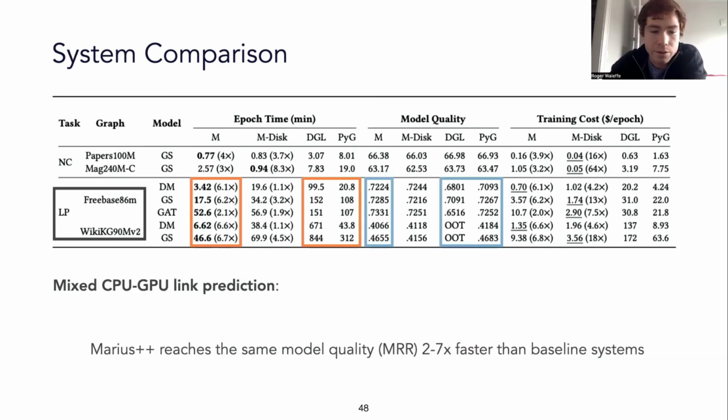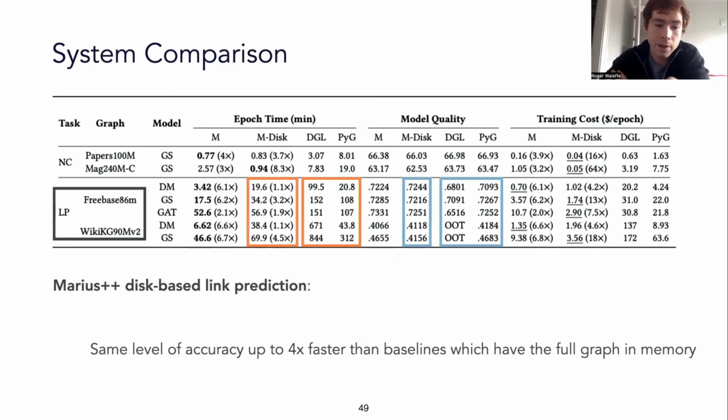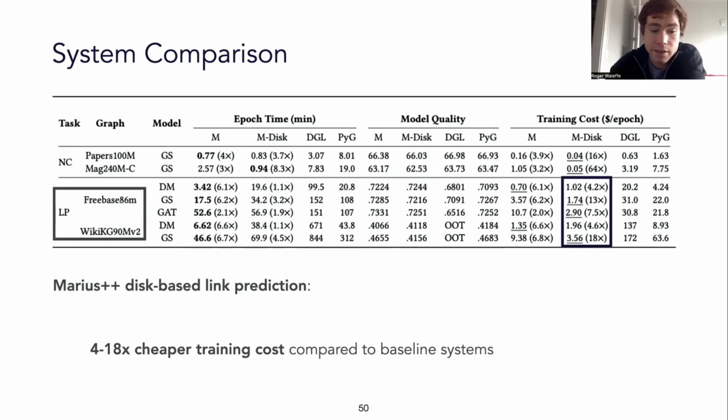And similar results are true for the link prediction learning task. For mixed CPU-GPU training with the full graph in memory for all systems, Marius++ reaches the same level of model quality 2 to 7x faster than baselines. And again, disk-based training support allows Marius++ to reach similar model quality on cheaper machines, while still training up to 4x faster than existing systems on the expensive machines with the full graph in memory. And this leads to between 14 and 18x cheaper training for large-scale link prediction.